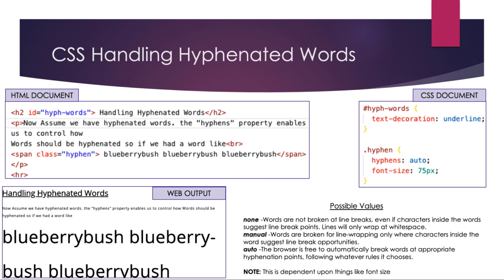So our possible values for this is none. Words are not broken at line breaks. Even if characters inside the word suggest the line break points, lines will only wrap at white space. That's doing nothing, setting it to none. Manual, words are broken for line wrapping only where characters inside the word suggest line break opportunities. Then auto, which I find to be the most useful. The browser is free to automatically break words at appropriate hyphenated points following whatever rules it chooses.